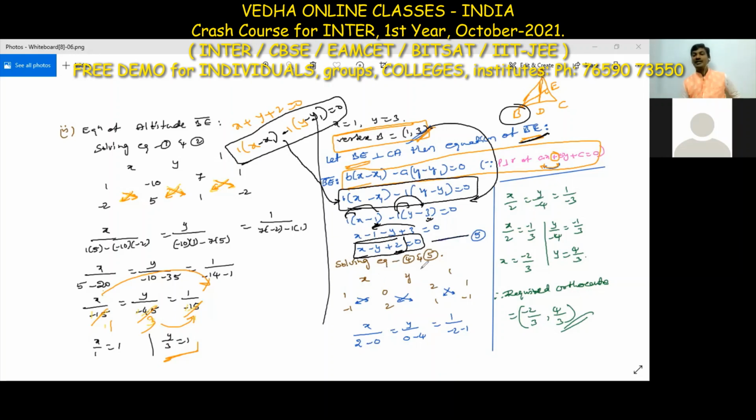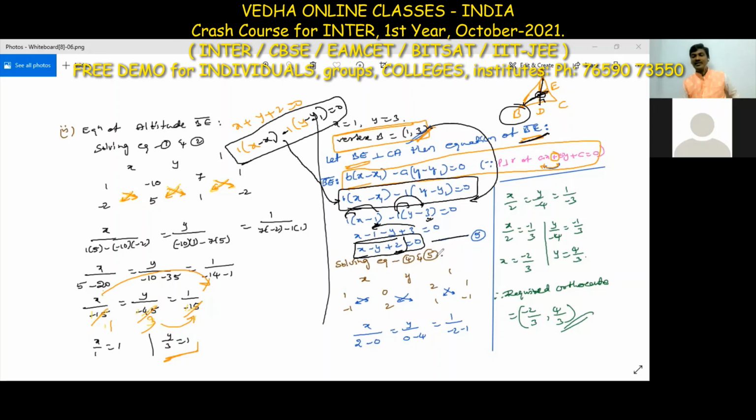Now solving equations 4 and 5. Whatever we got, the AD equation and the BE equation, these two are altitudes, perpendiculars. If we solve these two equations, we get the intersecting point of the altitudes, the perpendiculars, and that is the orthocenter. Very simple. Just practice once, twice, so that it is very easy.